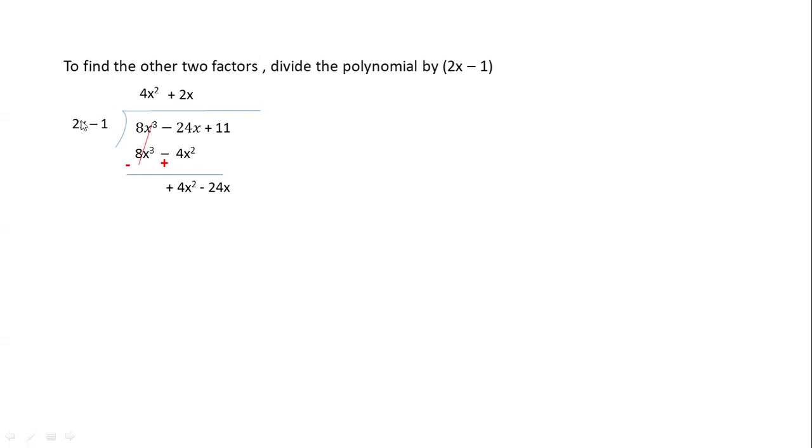2x. So x into x will be x square. So when you multiply this with them, it will become plus 4x square, plus into minus is minus 2x into 1 is 2x. Again we subtract. This is plus, this will become minus, and this is minus, this will become plus. Again 4x square minus 4x square will cancel. Minus 24x plus 2x will be minus 22x, and bring this term plus 11.